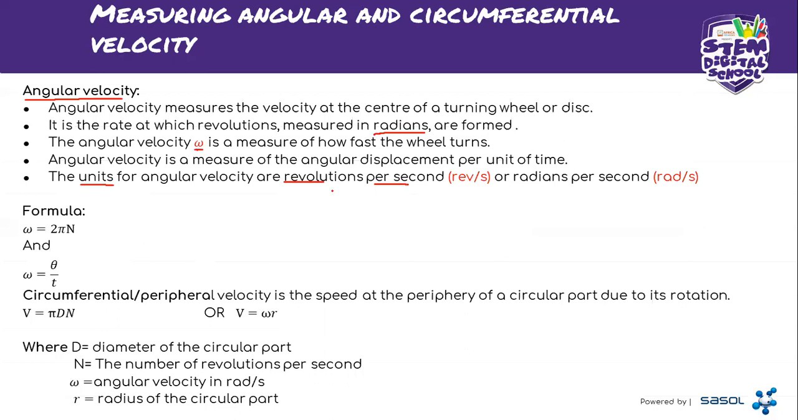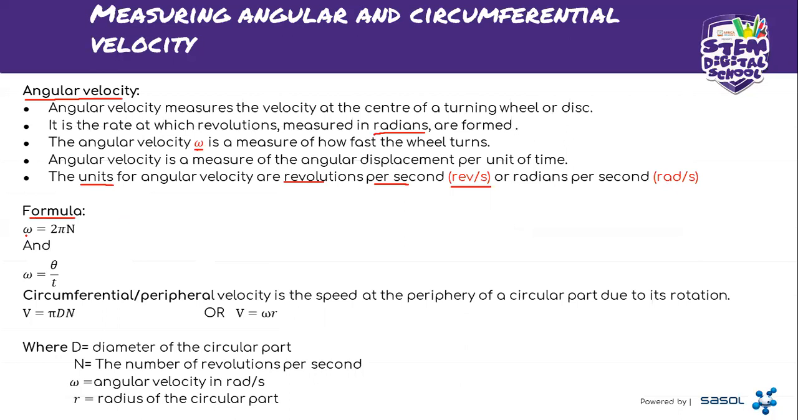Now in this one, the units that we're going to be using is rev. That's how you should write it in short. You just write rev per what? Per second, right? Per second. Or you can write radians per second. In short, you can write rad per second. Okay, so that is the unit for angular velocity. So when we are calculating angular velocity, don't forget to write the unit of rev per second, or you can use what? Rad per second.